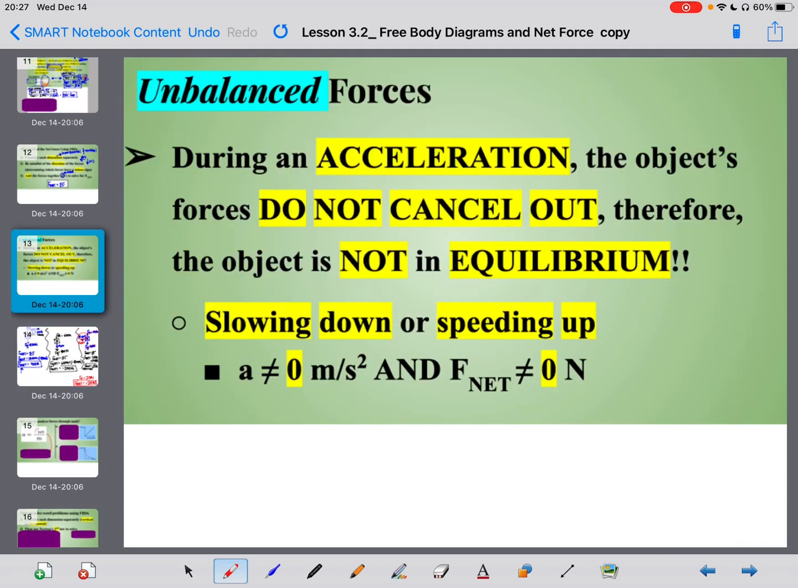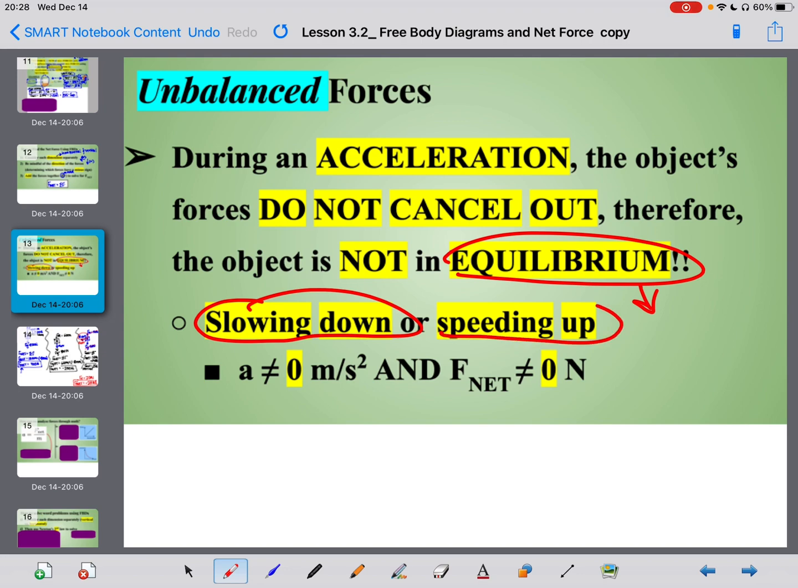So now, let's talk about unbalanced forces. We know unbalanced forces are a result of an acceleration. During this acceleration, the object's forces do not cancel out. One of those vectors has to be considerably longer than the opposite side's one. We say that the object is not in equilibrium. Equilibrium is a state where all forces cancel out. So clearly this is not happening. The acceleration can be occurring when something is slowing down or speeding up. So that means that the acceleration has to be any number but 0.